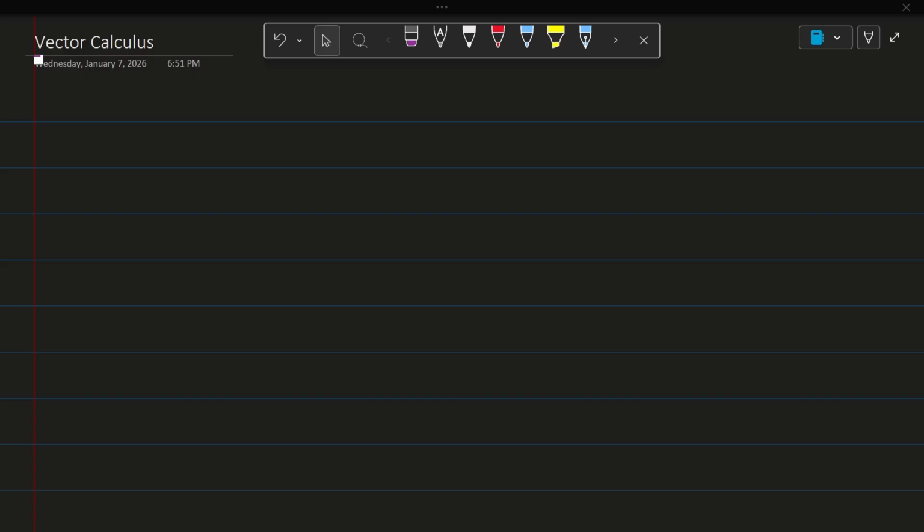So today on Foundational Mathematics, we want to talk about vector calculus, in which we will be talking about calculus, but instead of doing it with scalar parameters, we'll be using vector parameters.